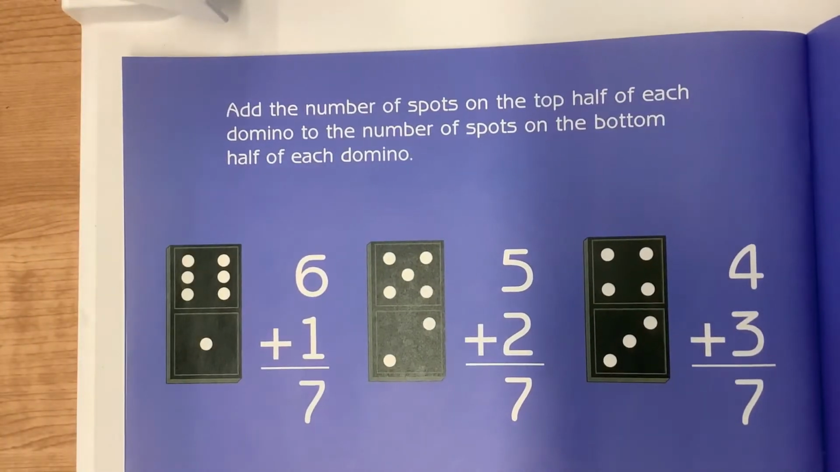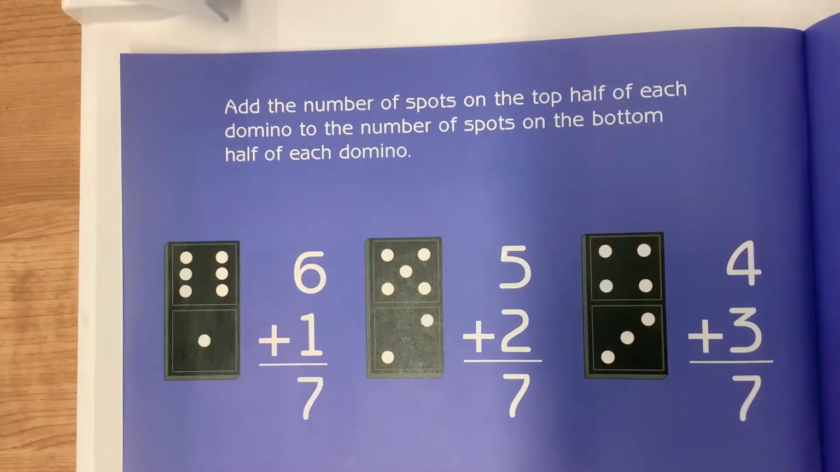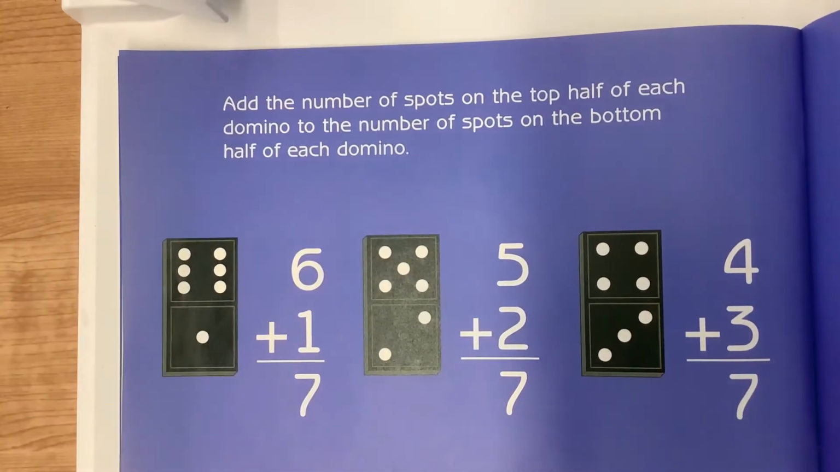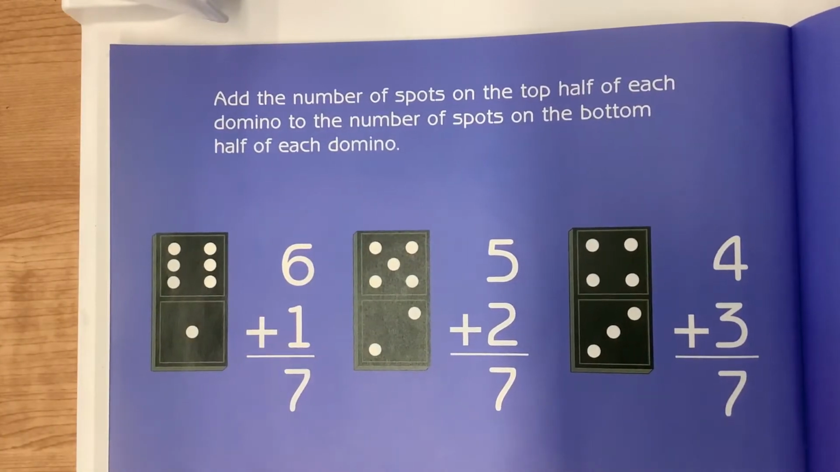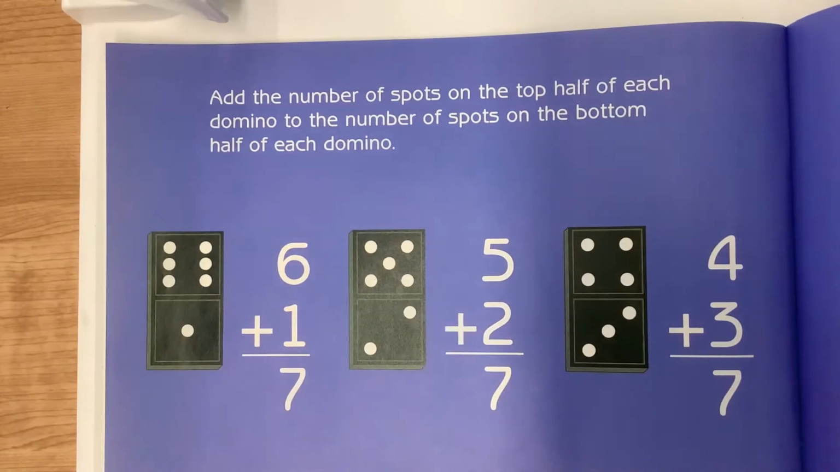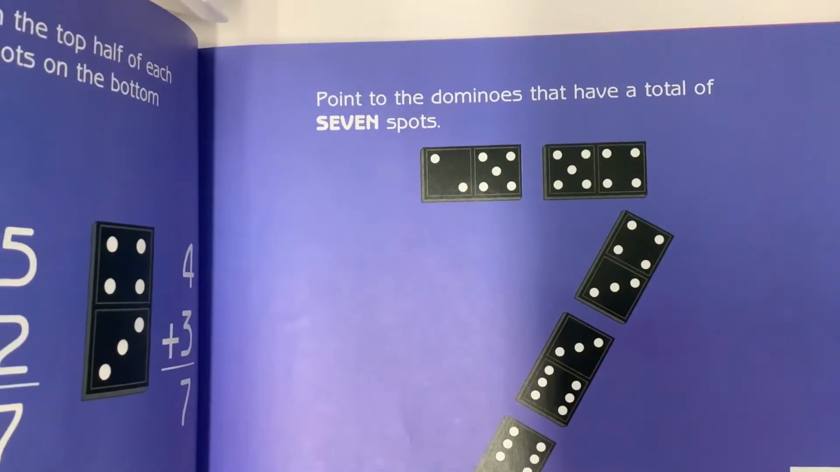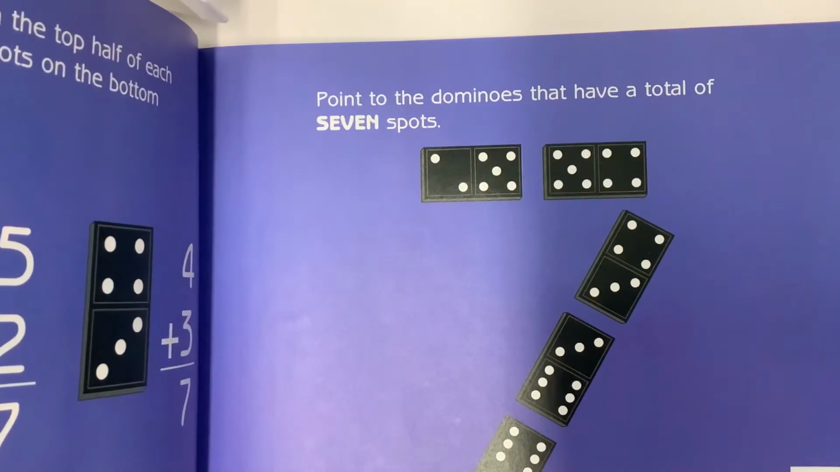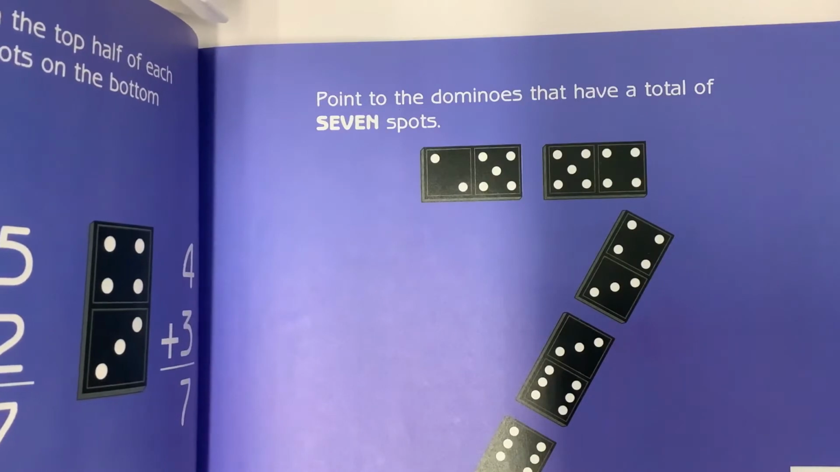Add the number of spots on the top half of each domino to the number of spots on the bottom half of each domino. 6 plus 1, the total is 7. 5 plus 2, the total is 7. 4 plus 3, the total is 7. Point to the dominoes that have a total of 7 spots.